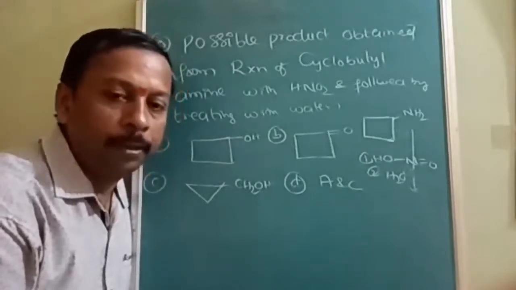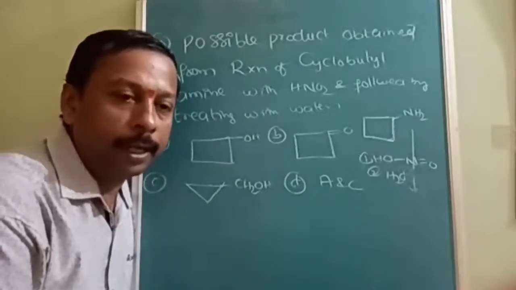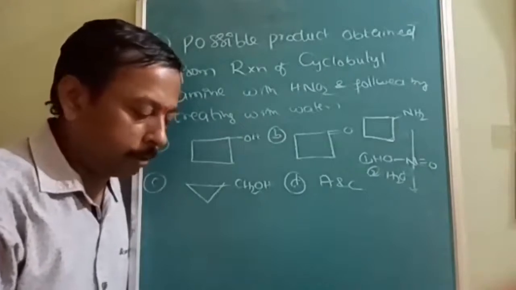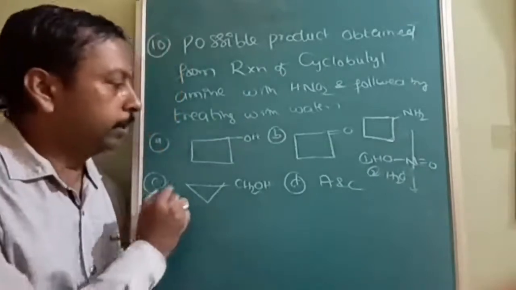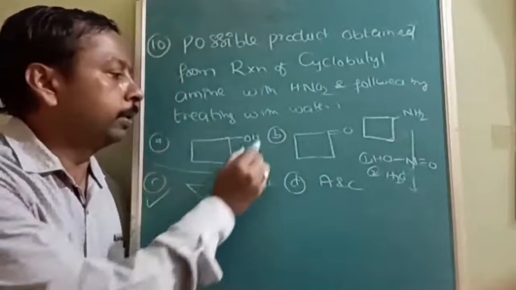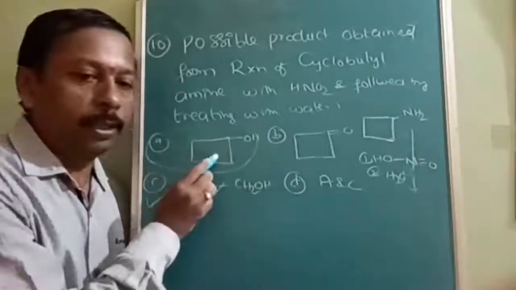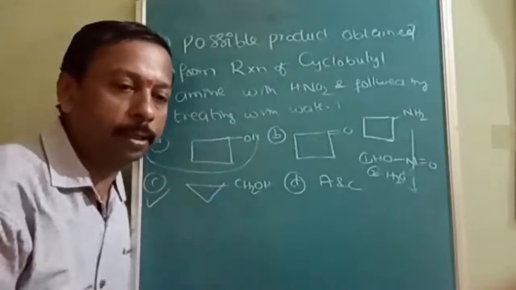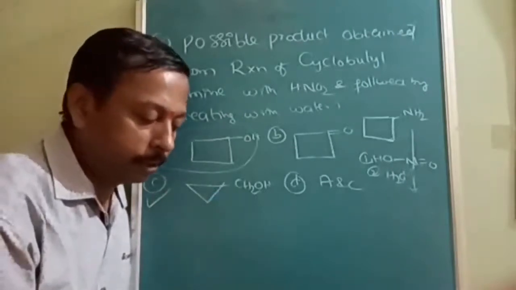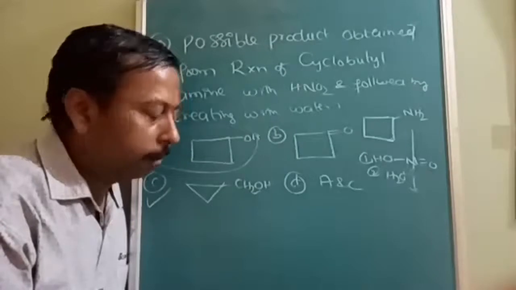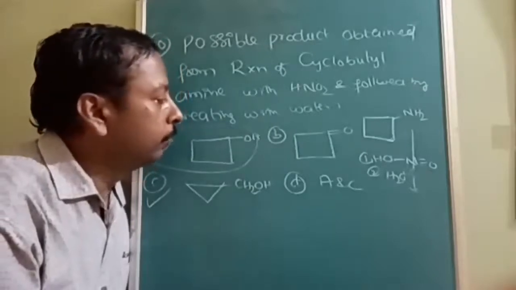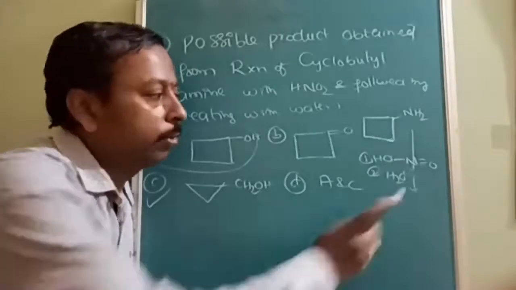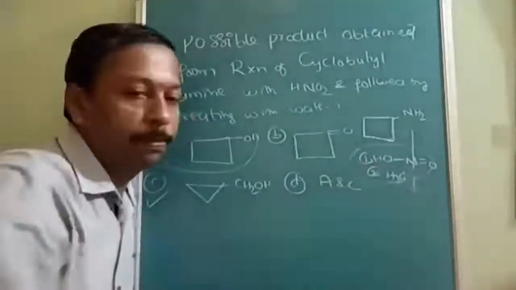Okay, so this is a question of ring contraction. Ring contraction is also possible. Without ring contraction, the answer is the OH product. With ring change, there are two types of reaction: ring contraction and ring expansion. So if it is ring contracted, then 4 will become 3. Ring expansion is not possible here, as there is no carbon to be expanded.